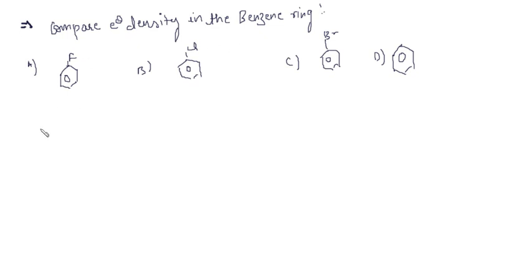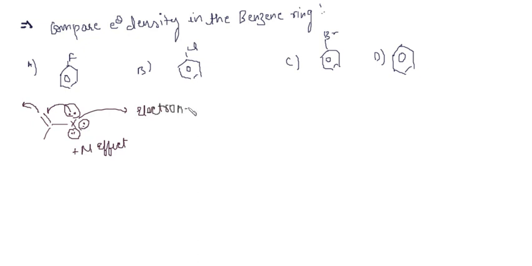So now we know that when a halogen is attached to the benzene ring, it has lone pairs. We know it has 3 lone pairs. Now due to this lone pair, what effect does it show? Plus M effect. And it is also electronegative, so it shows minus I effect. So it shows 2 effects, plus M effect and minus I effect.